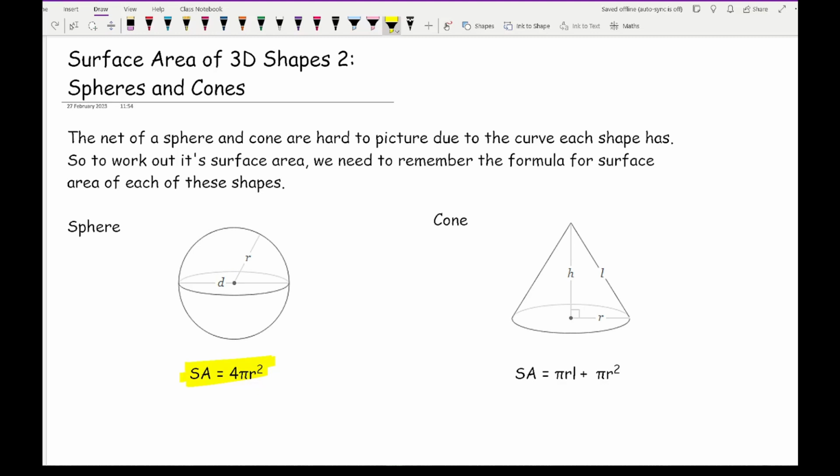You just need to know that the surface area of a sphere is 4 times pi times the radius squared. Again, if you're given the diameter, then you just need to make sure that you're halving that so you have the radius to then substitute into the formula. Now the formula for a cone really depends on what part of the cone you're looking for.